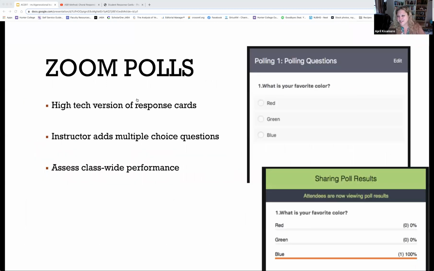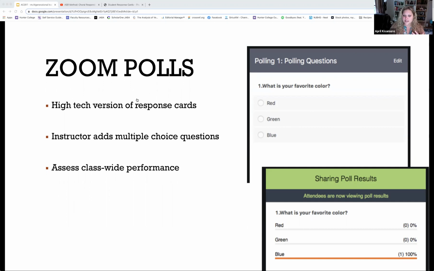I saw over in the chat window, Gina is talking about Zoom polls. And so yeah, next slide, this is exactly another option that you can incorporate into your classroom. I don't know if any of you have tackled these Zoom polls in your classrooms yet, but it's a great way of assessing class-wide performance on the topic that you're discussing in class. And they're fairly easy to set up from the professor's perspective. So you can ask multiple choice questions and things like that, and you get very quick answers from your students.